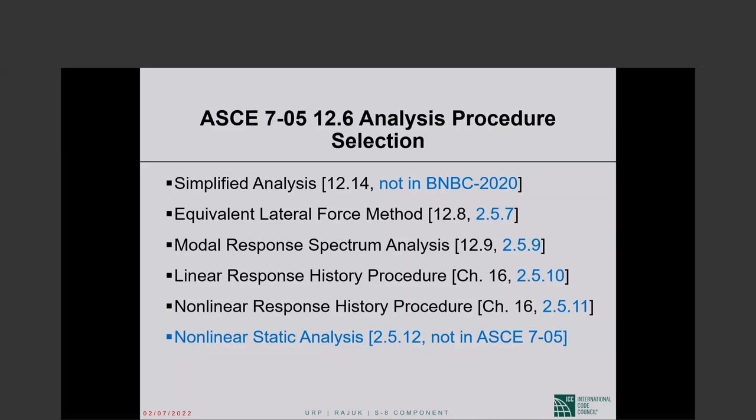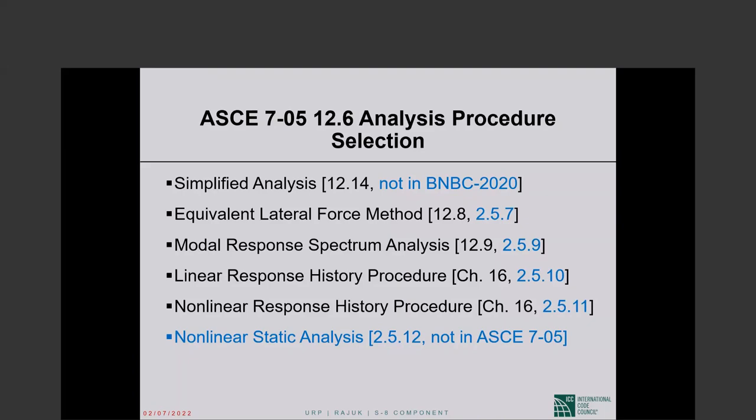Equivalent lateral force procedure, which we will do today, section 12.8 of ASCE 7-16 and the BNBC. Modal response spectrum analysis, I will do that next Monday, section 12.9 of ASCE 7 and 2.5.9 of BNBC. Then there are linear response history and nonlinear response history procedures. Okay, I will not go there.